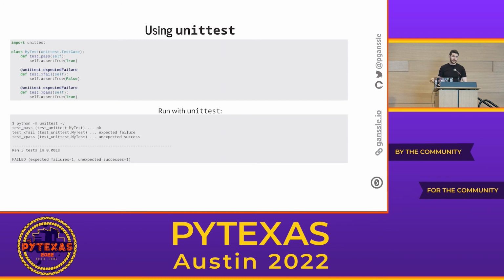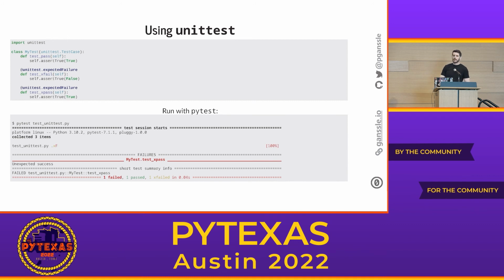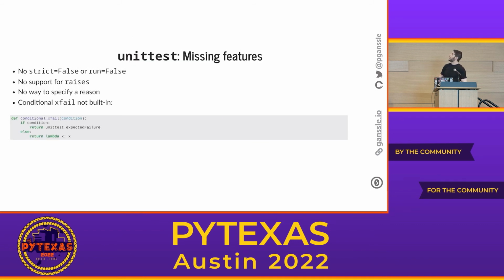Sometimes what you do is you write your tests in unittest and run them with pytest. Here's what that looks like. Pytest doesn't, I think, have really any way to interpret that unexpected success as an XPass, so that's always going to be a failure, and I don't think there's any way to change that. But it doesn't totally choke on it. So this is a viable alternative if you can't convince people to switch over to pytest.